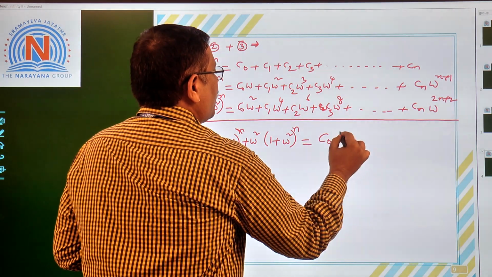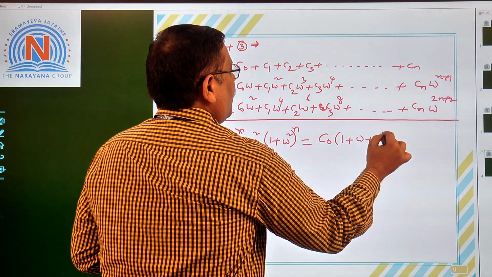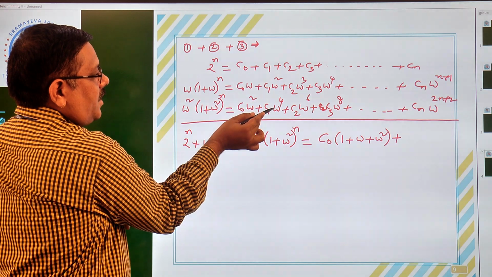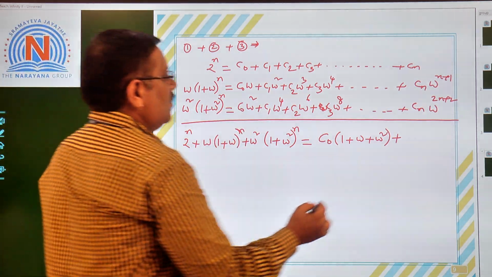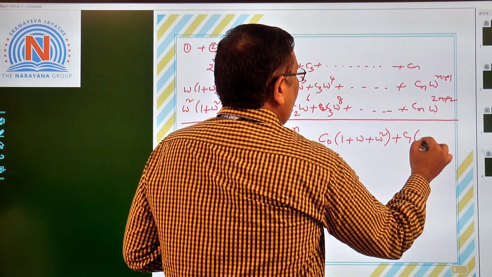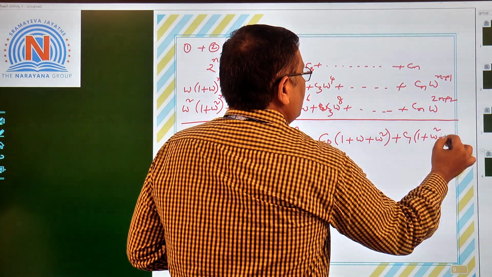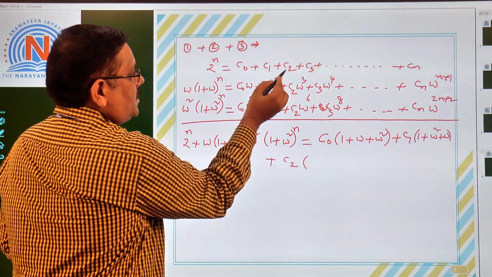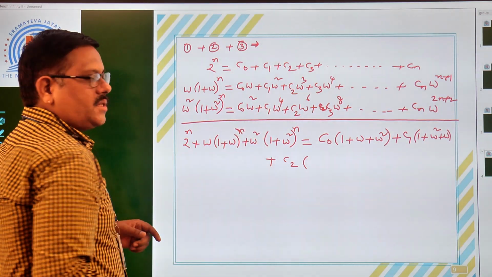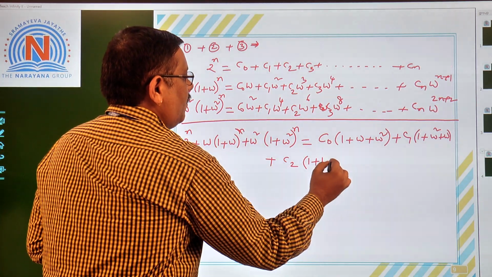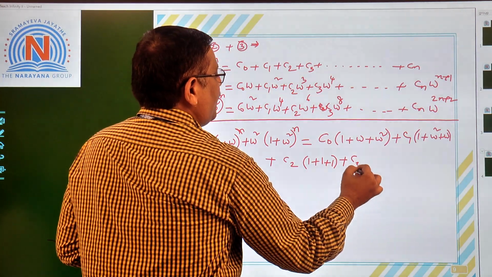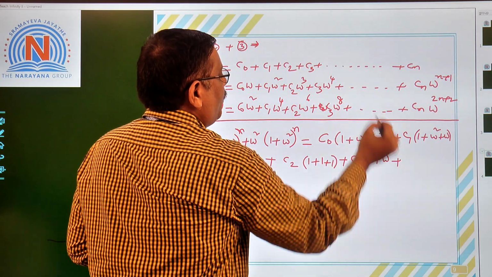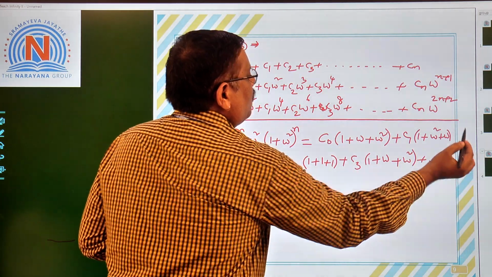That is going to be c0 times (1 plus omega square plus), if you take C1, also the same thing: 1, here omega square, here omega power 4, which is nothing but omega again. So we have C1 times (1 plus omega square plus omega) plus. If you take C2, this is 1, omega cube is 1, omega power 6 is also 1. So that is 1 plus 1 plus 1 plus. If you take C3, it is going to be 1 plus, here omega power 4, that is omega, plus omega power 8, that is again omega square. It goes on like that.